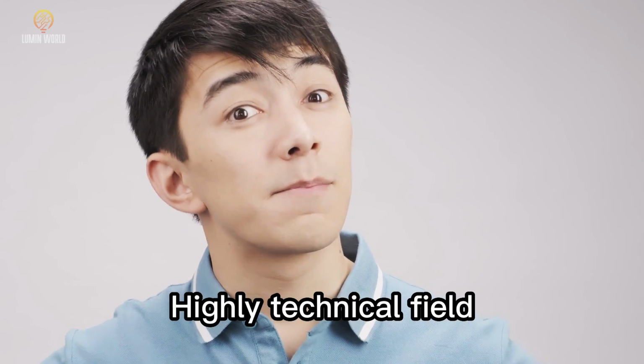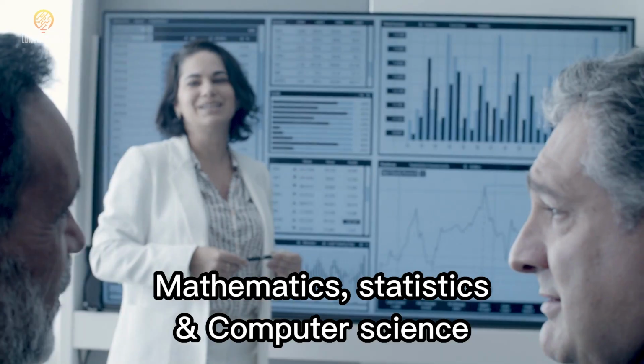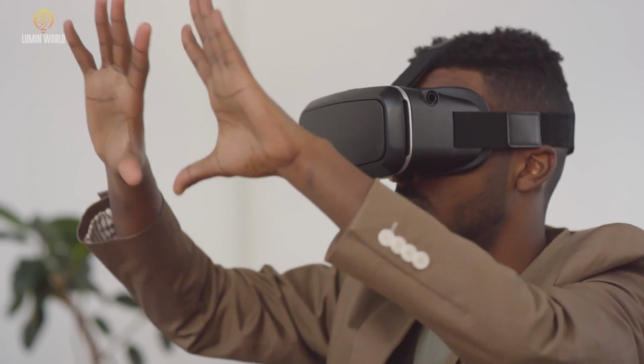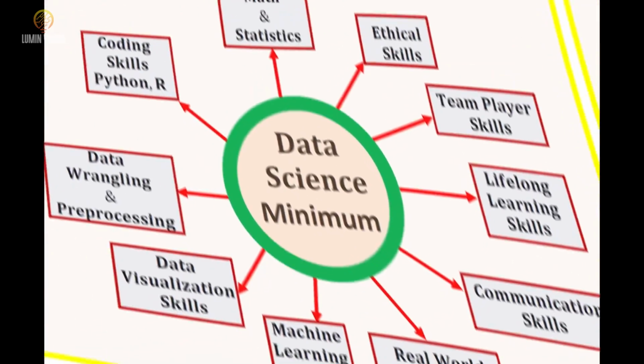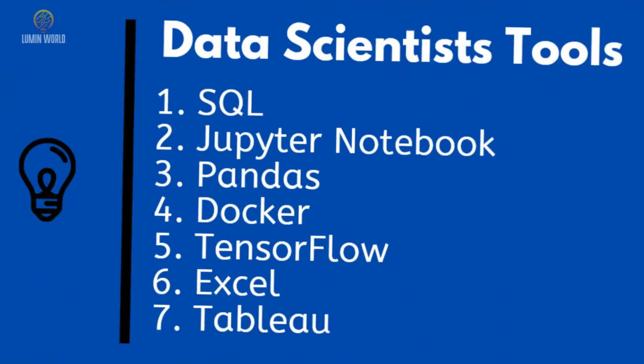So, what does it take to become a data scientist? Well, it's a highly technical field that requires a strong foundation in mathematics, statistics, and computer science. You'll also need to have excellent problem-solving skills and a willingness to learn new technologies and techniques. Data science is a field that requires continuous learning and staying up to date with the latest trends and tools.